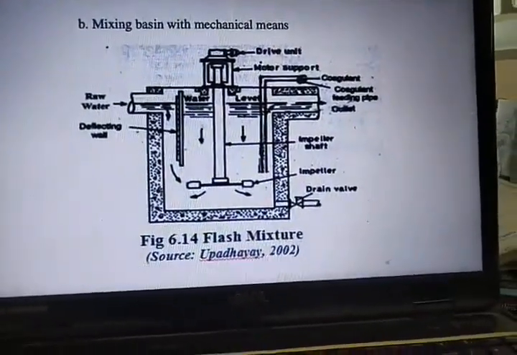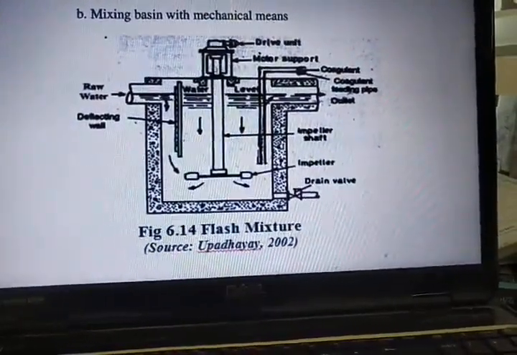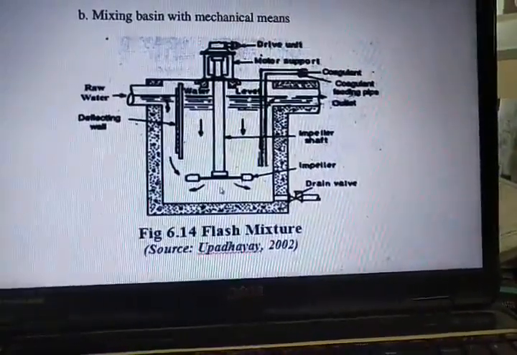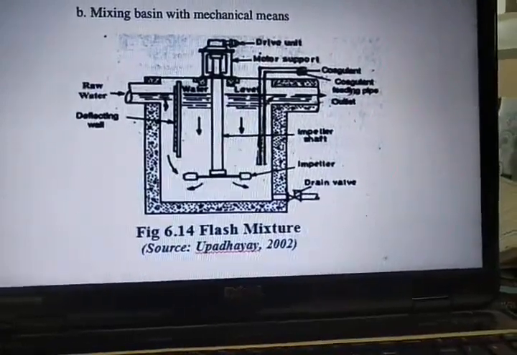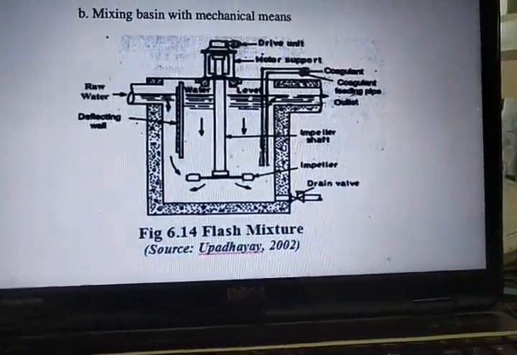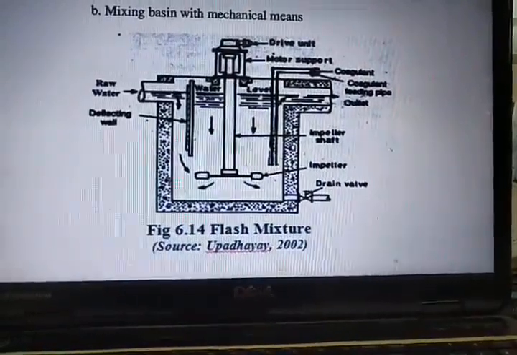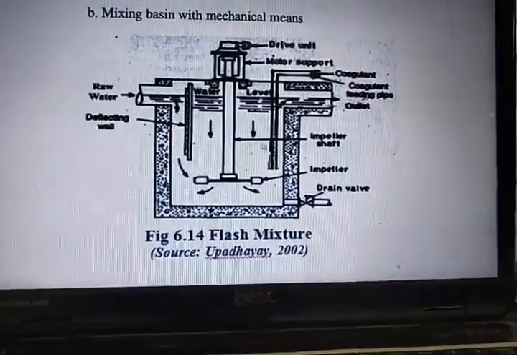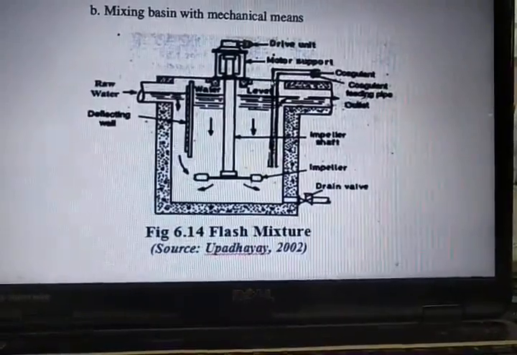This is a chamber made of RCC, and it consists of a drive unit and an impeller shaft which is fitted with blades at the bottom. This will rotate in a clockwise direction. When the raw water is fed into this chamber, it consists of a coagulant mixing area.